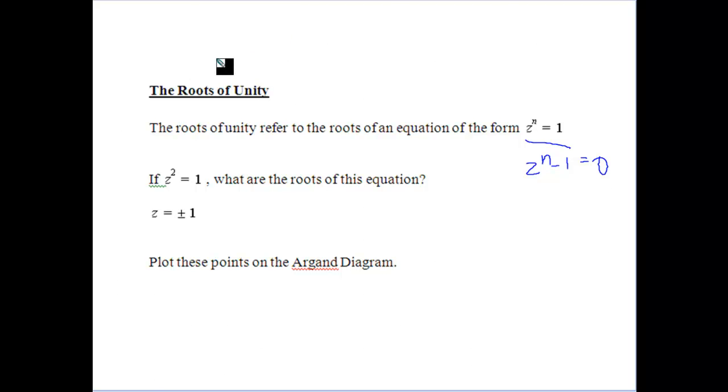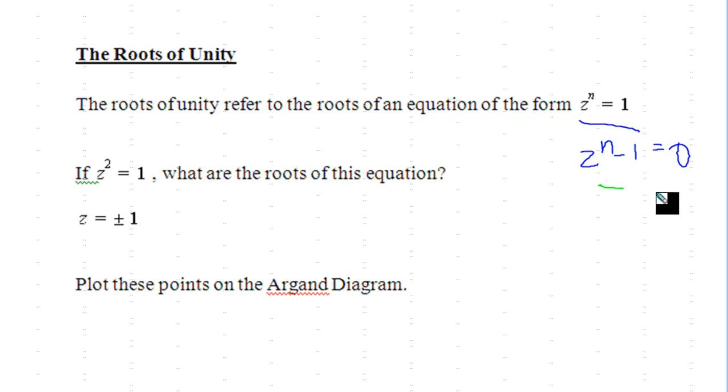We want to now find what we call the roots of unity. The roots of unity basically deals with a situation where we've got a complex number to the power of n, where n can be any positive integer, and that's equal to 1. Or in the case where we're solving this equation here, z to the power of n minus 1 is equal to 0. So that's what we want to do.